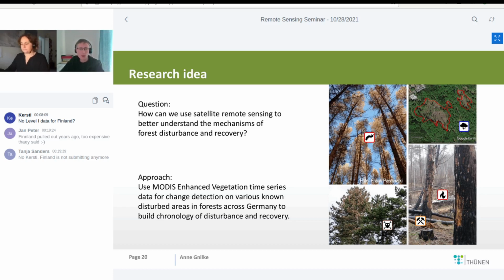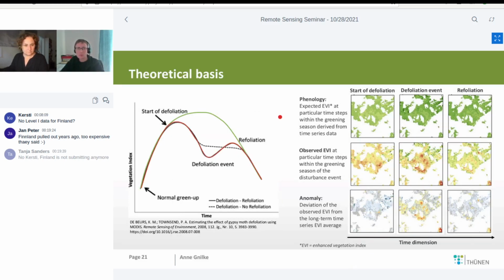So the approach was that we used MODIS Enhanced Vegetation Index time series for change detection on various known disturbed and cracked areas in forest across Germany to build a chronology of disturbance and recovery. Coming from this idea, we had to find a method that is fitting our research questions, or that enables us to find answers to these questions.